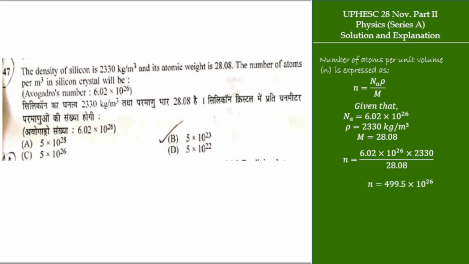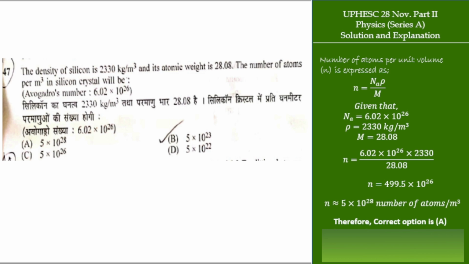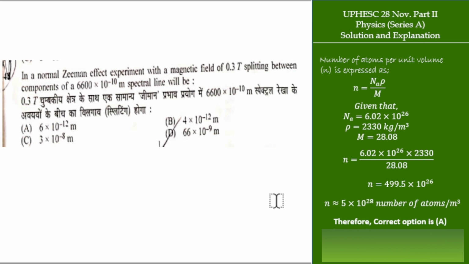So N is 499.5 multiplied by 10 to the power 26. So if you simplify this one, you will get approximately 5 into 10 to the power 28 number of atoms per meter cube. So the correct option for this one is option A. For this question, option A is correct.